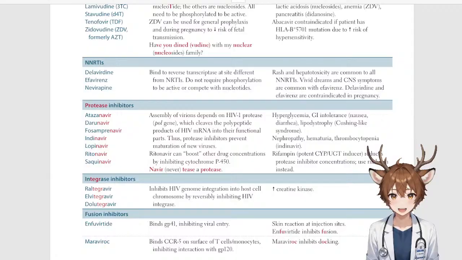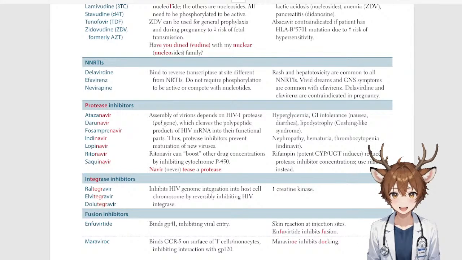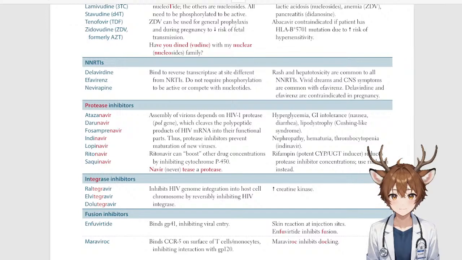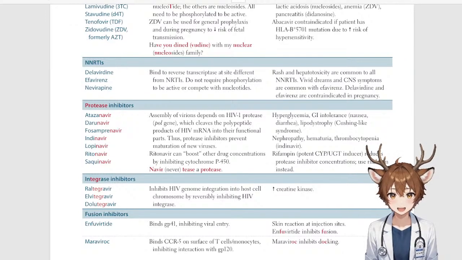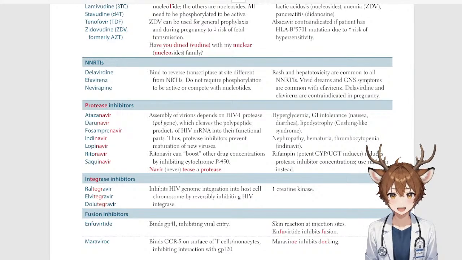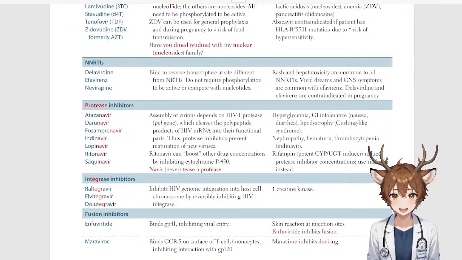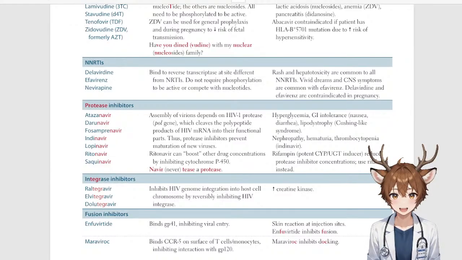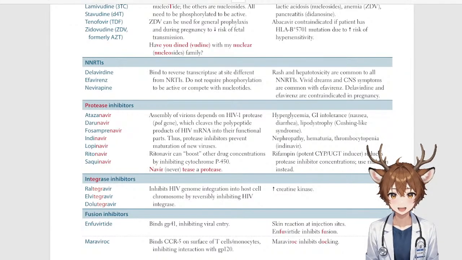What about NNRTIs, the non-nucleoside reverse transcriptase inhibitors? Well, we have doravirine, efavirenz, and rilpivirine. They bind to the reverse transcriptase at a site different from the NRTIs. They do not require phosphorylation to be active or compete with the nucleotides. They can cause a rash and hepatotoxicity, which are common to all NNRTIs. Vivid dreams and CNS symptoms are common with efavirenz. That's weird.